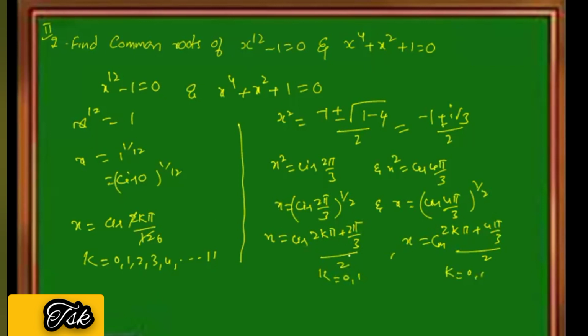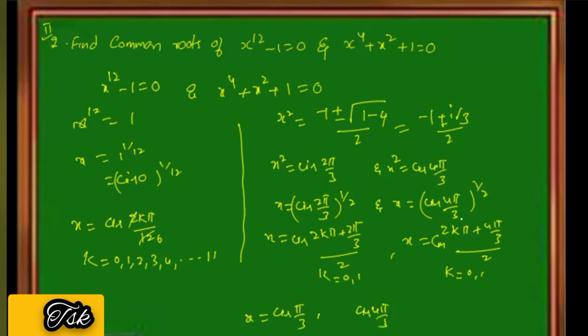So for the common roots, when k is equal to 0, this becomes π/3. Is there a possibility of getting π/3 in the first set? Yes. So cis π/3 is one common root, since for k equal to 2 there, we get π/3. Next, k equal to 1 here becomes (6 + 2)π/6 = 8π/6, that is 4π/3. For k equal to 4 there, we get 4π/3. So cis 4π/3 is also one of the values. So I got these two roots common.